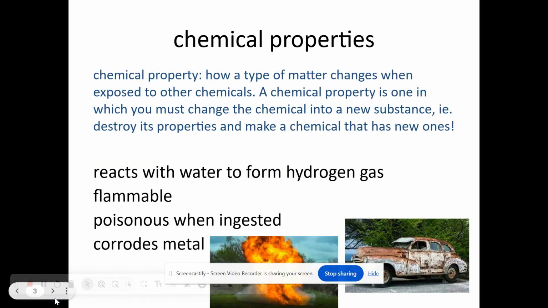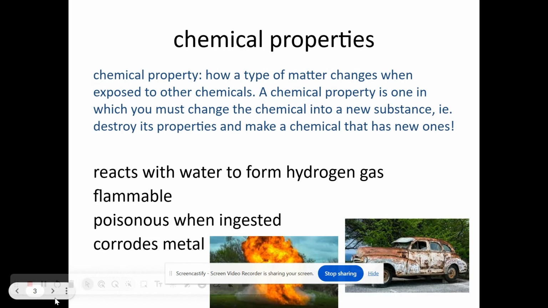Next, let's look at chemical properties. A chemical property describes how a type of matter will change when exposed to other chemicals or other conditions. A chemical property is one in which you must change the chemical into a new substance to test for that property. So let's say that you want to know if something is flammable. Well, you can't test for whether it's flammable or not without setting it on fire. Therefore, that is a chemical property.